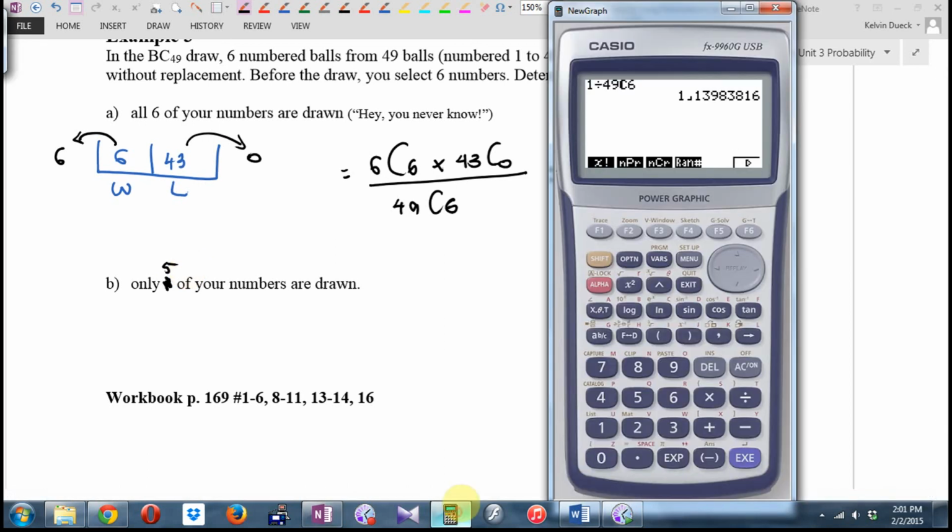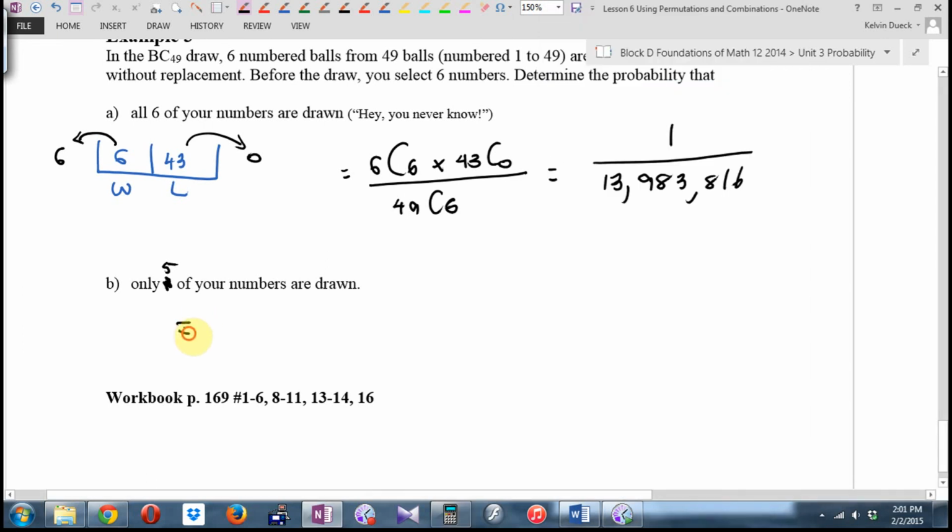You know what? If I was clever, I would have typed in the top, because then I could just backspace and edit. 6 choose 5, and 43 choose 1, divided by 49 choose 6. Thank you, Ben. So here's 5 numbers. Small 6, big C, 5, and from 43 losers, choose 1. All over 49 choose 6.